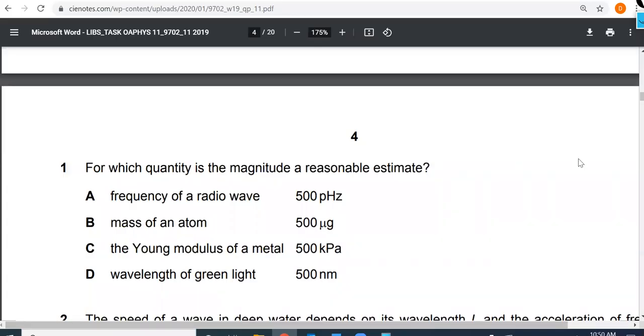In this review session, we'll be looking at some paper 1 questions. The first one says, for which quantity is the magnitude a reasonable estimate? So we're looking at the frequency of a radio wave, the mass of an atom, the Young modulus of a metal, and the wavelength of green light.